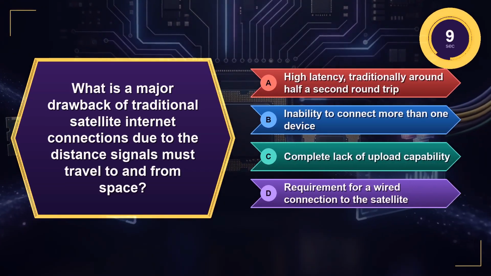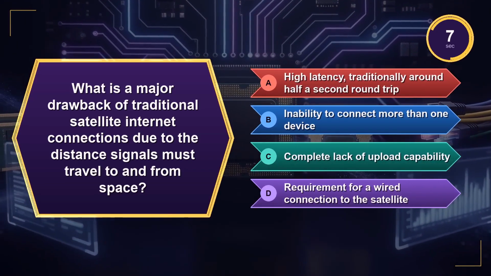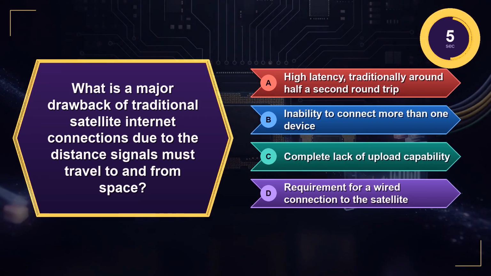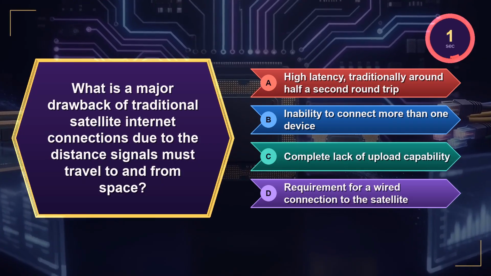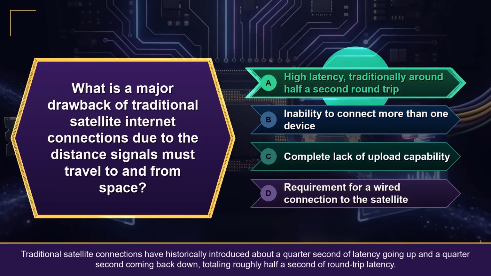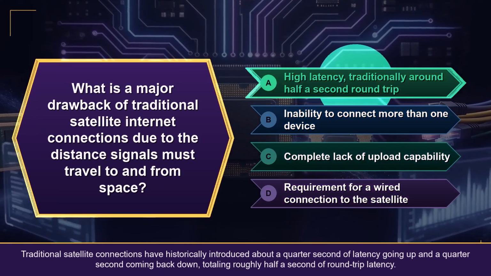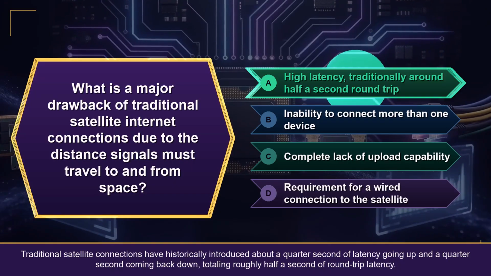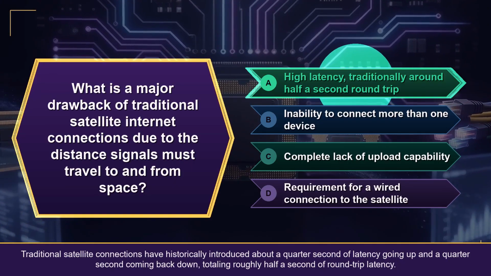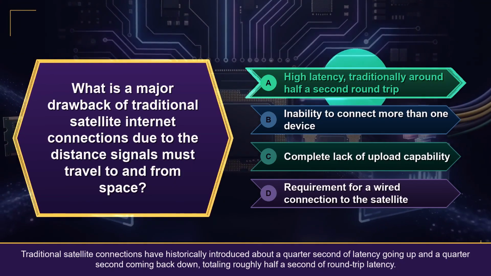What is a major drawback of traditional satellite internet connections due to the distance signals must travel to and from space? Traditional satellite connections have historically introduced about a quarter second of latency going up and a quarter second coming back down, totaling roughly half a second of round-trip latency.